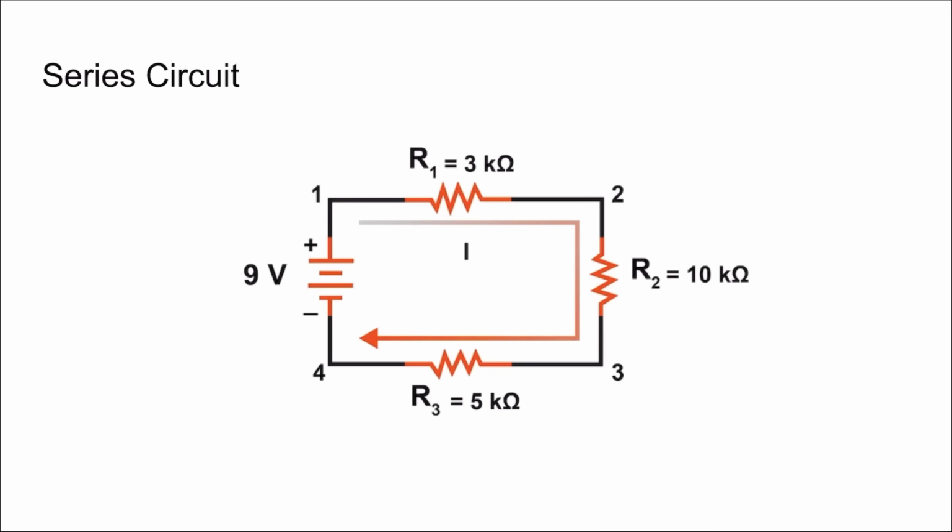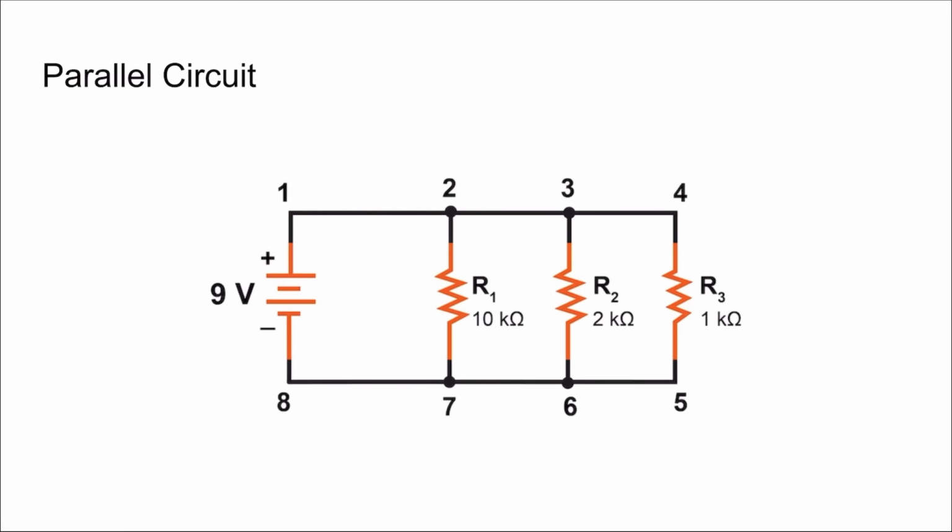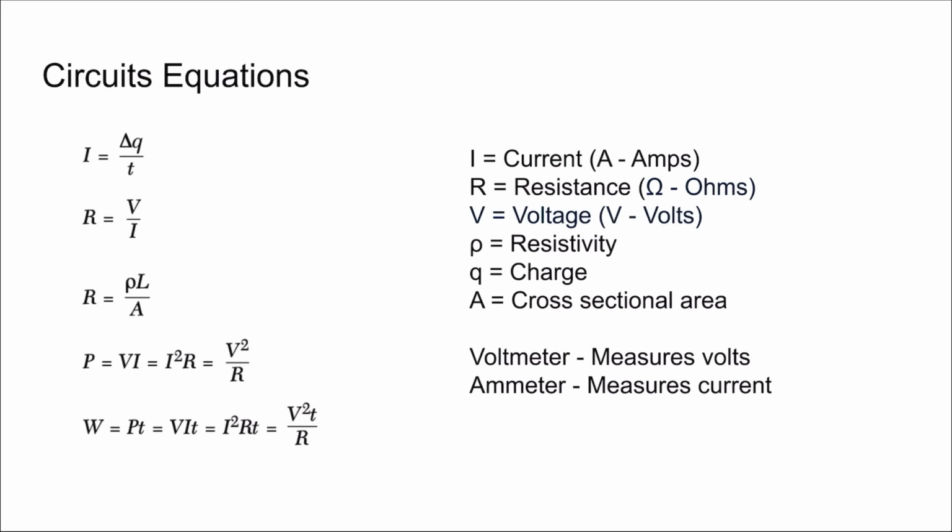Now this is what a series circuit looks like, and this is what a parallel circuit looks like. Now these are the circuit equations that you need to know. I is current, and the unit for this is amps. R is resistance, the unit is ohms, and V is voltage, the unit is volts. This P looking thing is resistivity, Q is charge, and A is cross-sectional area. Also, a voltmeter measures volts, and an ammeter measures current.